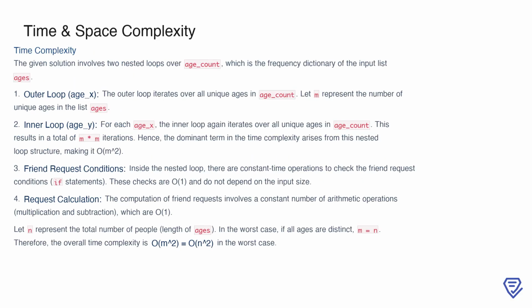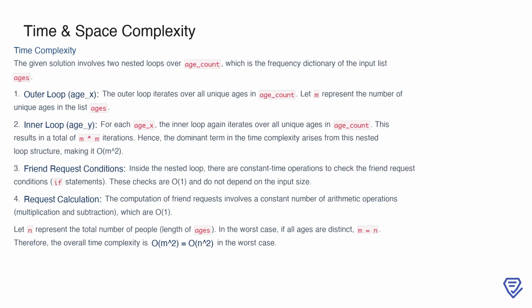To analyze the time complexity of our solution, we start by examining the nested loop structure that iterates over the frequency dictionary age_count. This dictionary represents the frequency of each unique age in the input list ages. The outer loop iterates through all unique ages, which we denote as m. For each unique age_x, the inner loop also iterates over all m unique ages. This nested loop results in m*m iterations in total, or O(m squared).